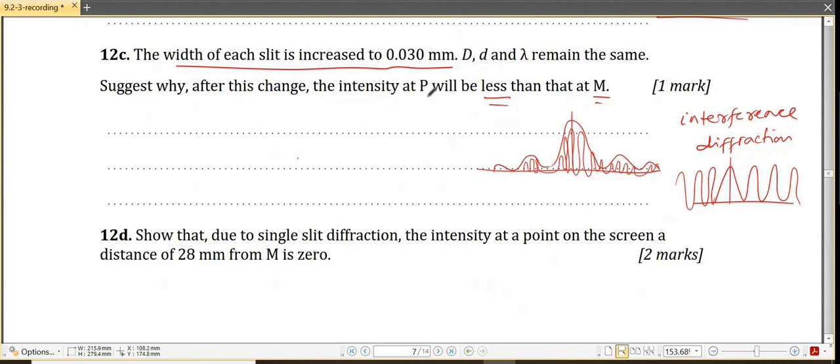Why after this change will the intensity at P be less? Here, this is P. This is M, the central one, and this is P. The question is why intensity at P will be less than that at M. So what will I write? We'll say as the slit width increases. You need to say slit width because that has to be referred. When the slit width increases, diffraction becomes prominent.